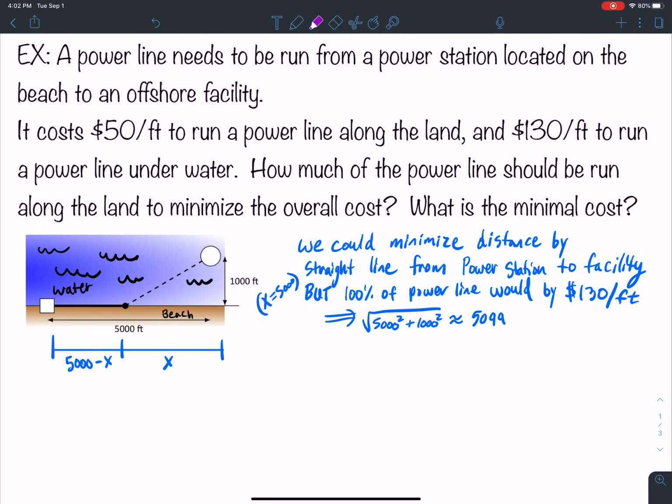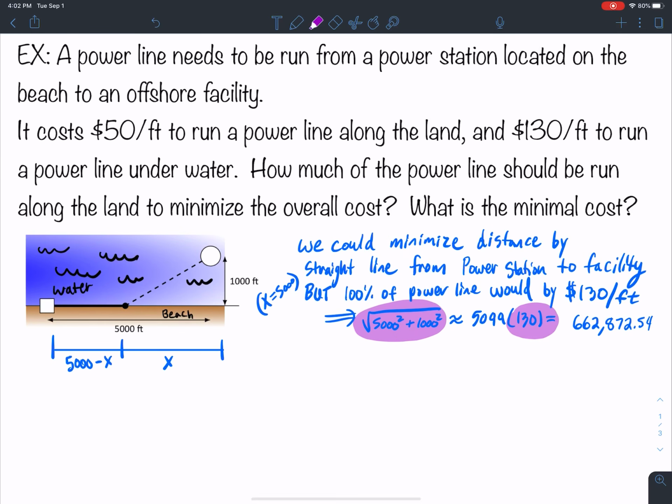Okay, now for each foot, I pay $130. So I'm going to take 5,099 and I'm going to multiply it by 130, and it ends up having a cost of 662,872.54. Now, I want you to know that this 5,099 is actually a rounded version of this.